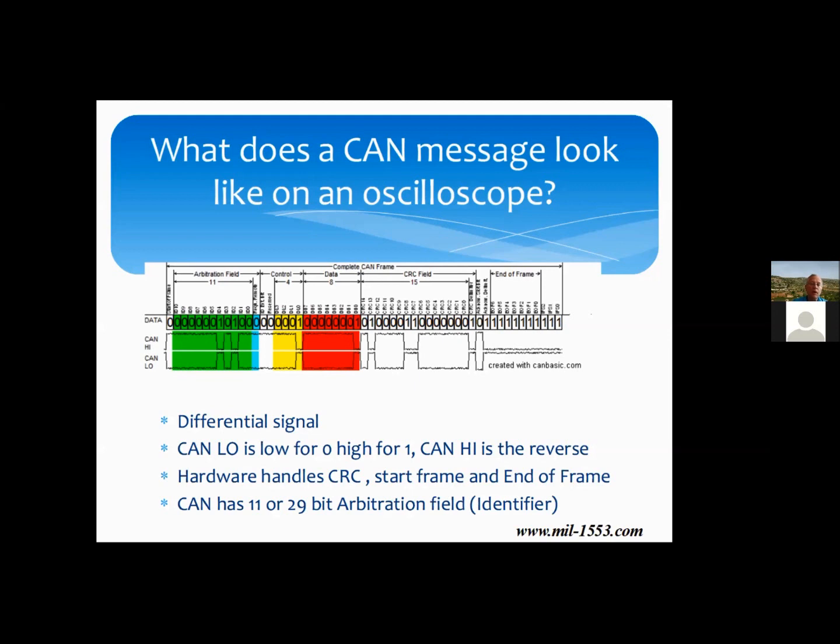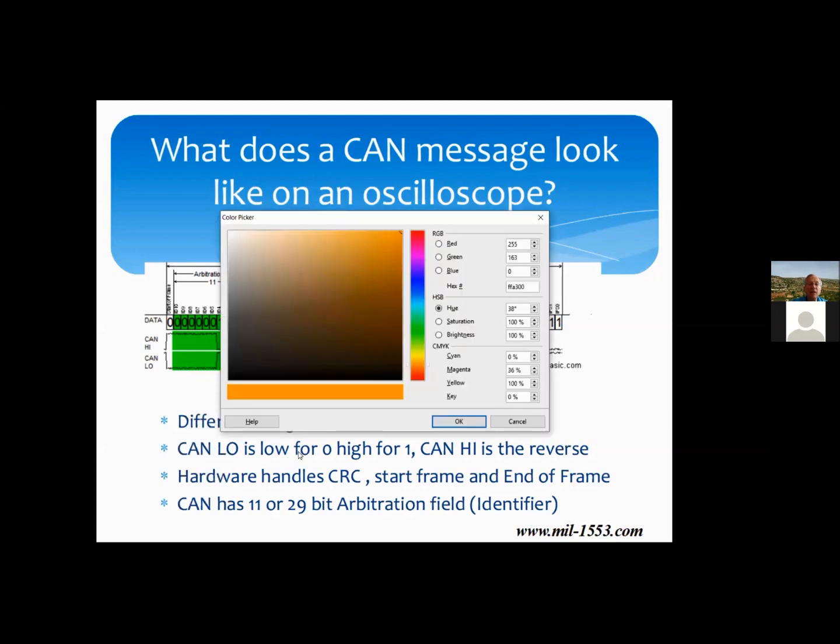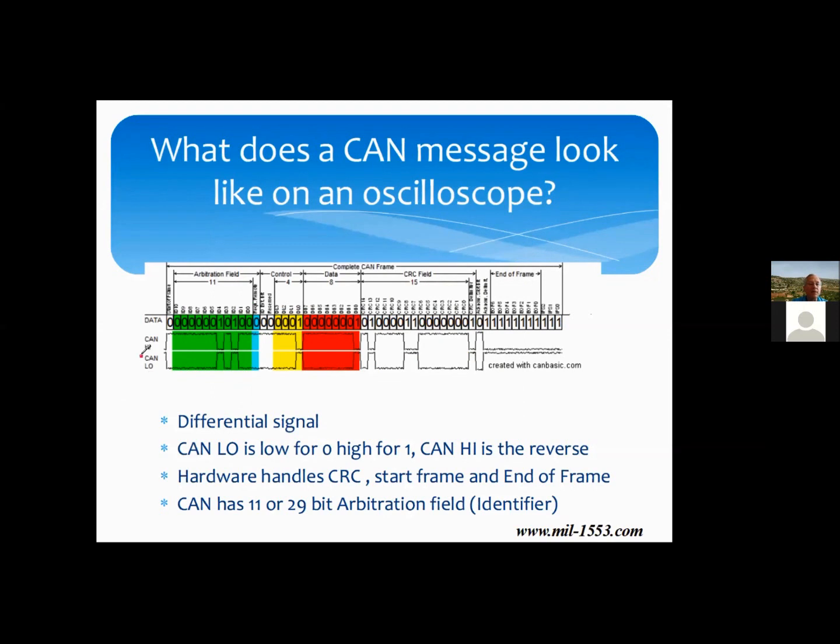So here, first of all, it's a differential signal. Differential signal means, and I'm down here, let me change pen color. Let's go with red today. Well, probably not actually red, but I don't know the difference. Okay, so what I've got here is the CAN low, and here is the CAN high. That means there are two wires. That's what a differential signal means, that there are actually two wires there.